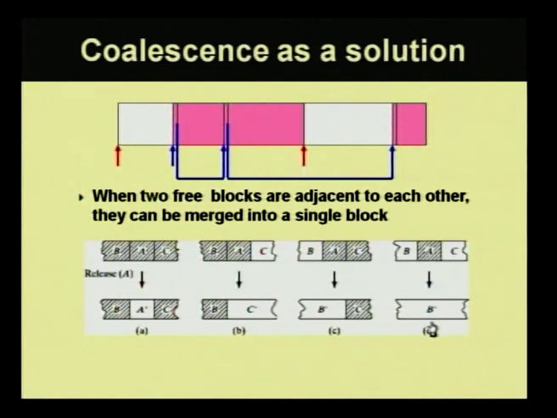However, this is an example of hybrid coalescence. This is not a simple coalescence. This involves two fundamental steps. First, the areas B and A are combined together to form one hole, and the combined hole along with C is again combined together to form another large hole. So, this is a solution for external fragmentation.